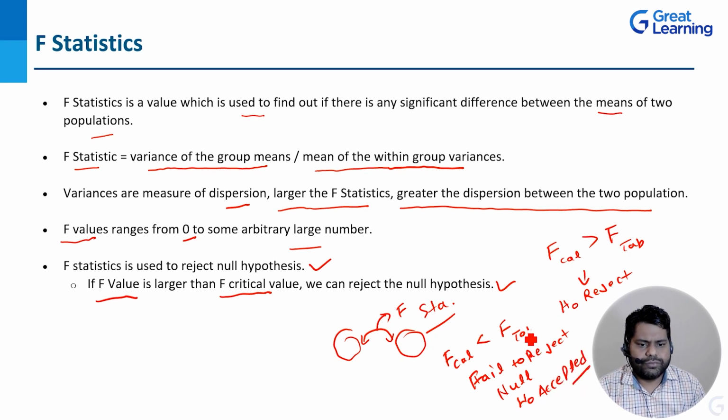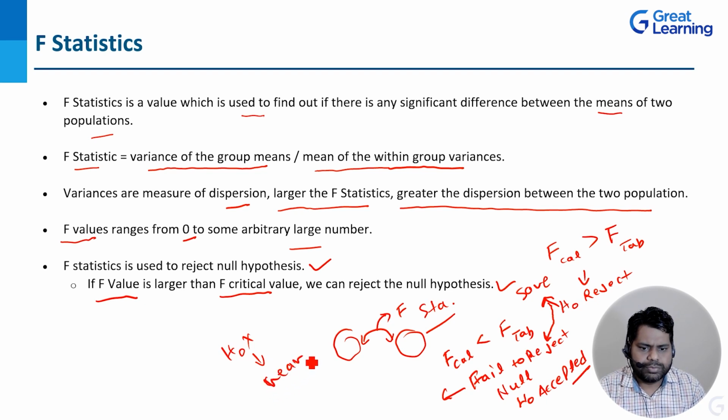Okay, so when the null hypothesis is accepted, that means the means of the two groups are the same. If we are accepting the null hypothesis, then in that case we can say that the mean of the two groups is the same. Or when we are saying that the null hypothesis is rejected, then in that case we can say the means of the two are not the same.